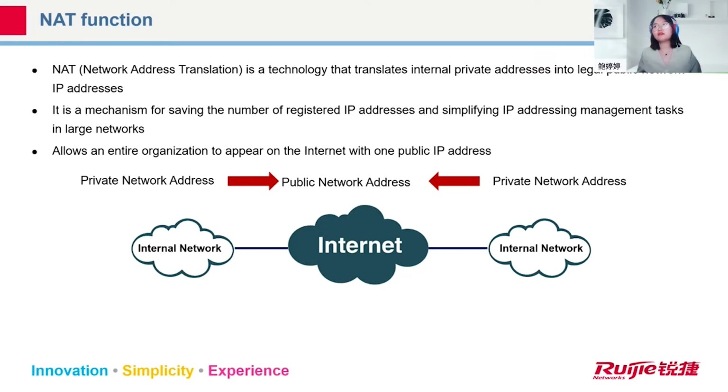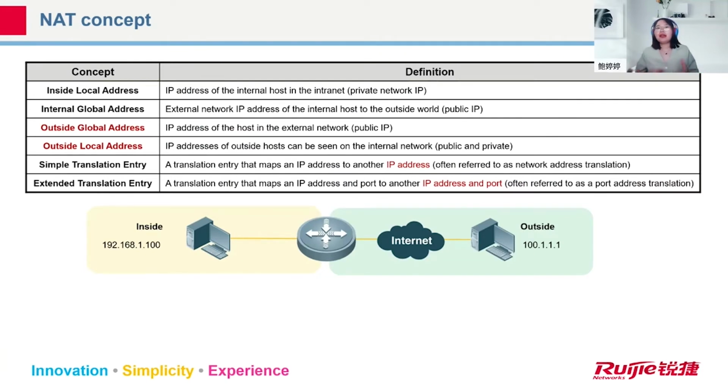And which part of the information should be translated? This is why we have 4 types of NAT technologies. In NAT, we have lots of concepts. One is the inside local address, usually in the private network, where the terminal gets a private IP address, and this address we call the inside local address. And another is the inside global address, the external network address of the internal host that wants to visit the outside. That means we will translate an IP address to a public one, and this IP address we call the inside global address.